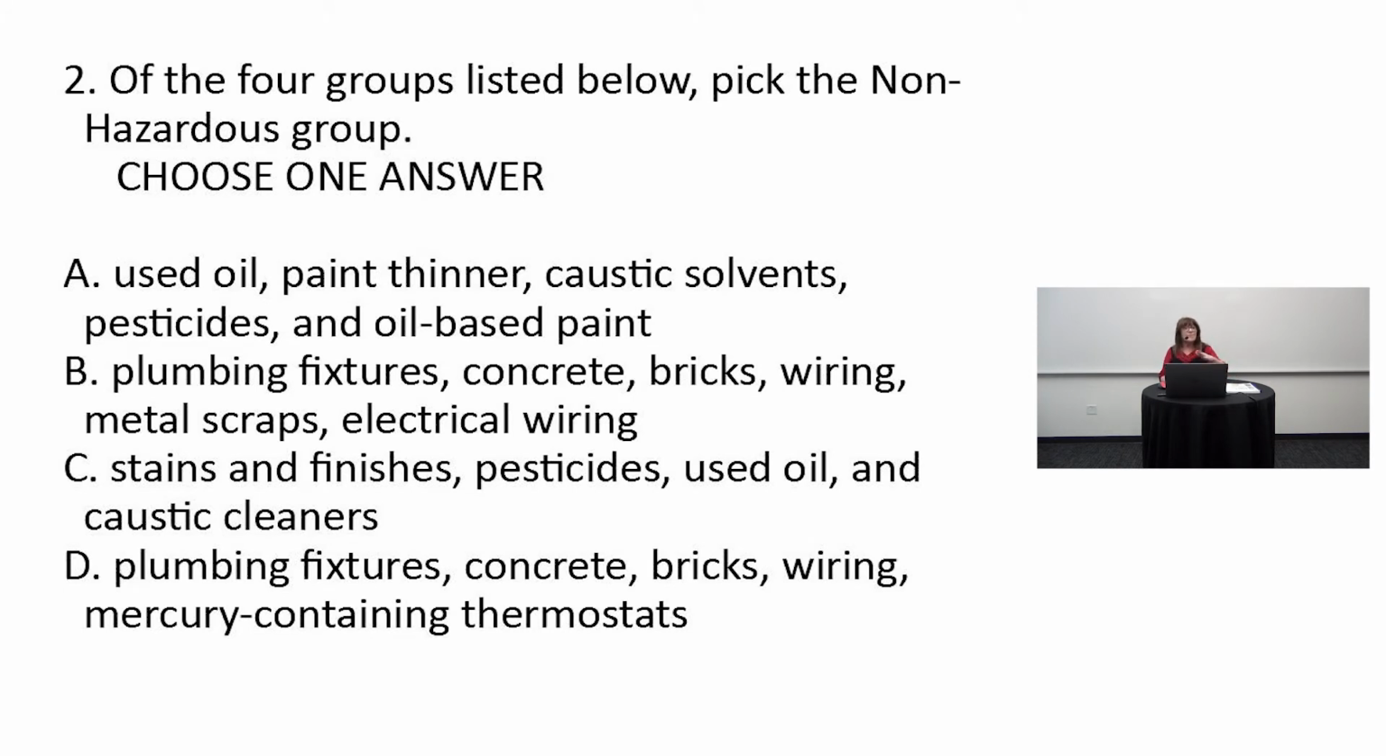Number 2, of the 4 groups listed below, pick the non-hazardous group. Choose one. A, used oil, paint thinner, caustic solvents, pesticides, and oil-based paint. B, plumbing fixtures, concrete, bricks, wiring, metal scraps, and electrical wiring.